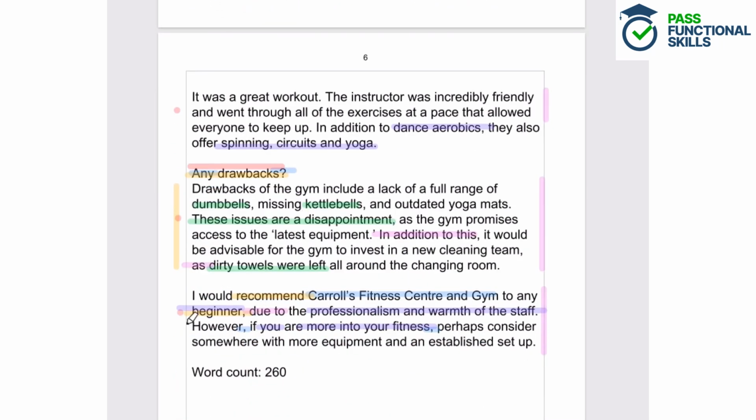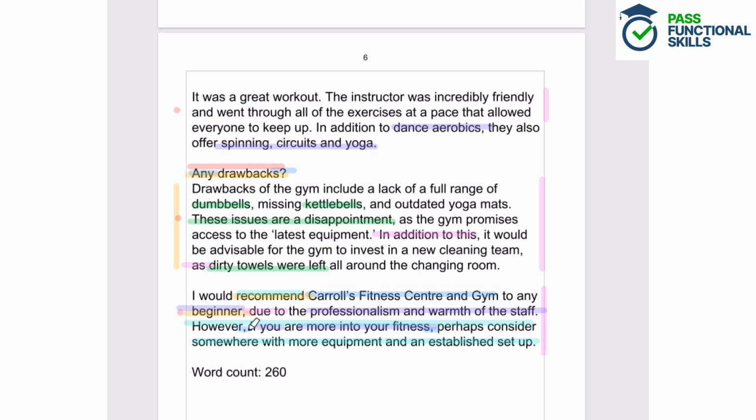So for example, we have, "However, if you are more into your fitness, perhaps consider somewhere with more equipment and an established setup." We've started with "however" to provide a contrast to the previous sentence where they were saying that they would recommend the gym. So we know that we're going to get the opposite opinion given here. And then we have a comma as well to join on to the next idea: "if you are more into your fitness."